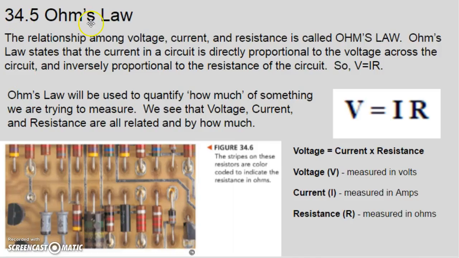So 34.5 is called Ohm's Law. It focuses on Ohm's Law. And this is really the holy grail of electric circuits. We're looking at voltage equals current times resistance. So the relationship among voltage, current, and resistance is called Ohm's Law. Ohm's Law states that current in a circuit is directly proportional to the voltage across the circuit and inversely proportional to the resistance of the circuit. So voltage equals current times resistance.